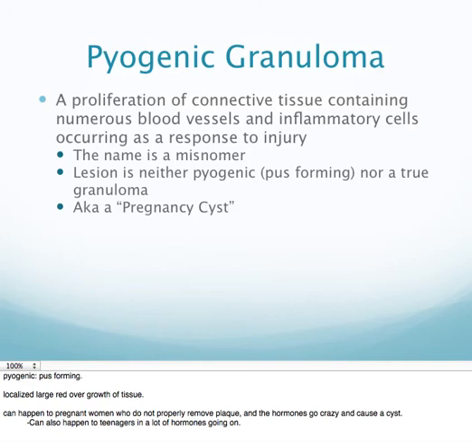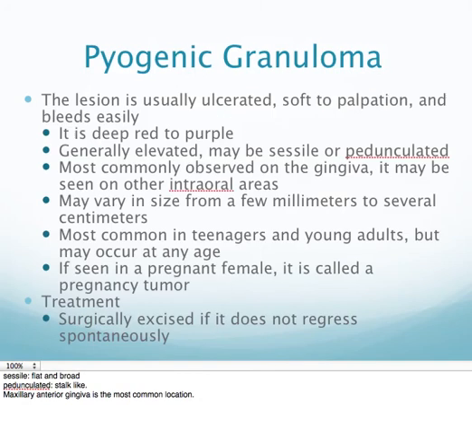It's a large, localized red area of overgrowth of tissue. It usually happens to pregnant women who do not properly remove plaque, and then the hormones go crazy and cause a lesion. But we also see it in teenagers who are also having an imbalance of hormones. The lesion is usually ulcerated, soft to touch, and bleeds easily. It can be deep red or purple, but either way it looks super inflamed. It's generally raised or elevated. It may be sessile, which is flat and broad, or pedunculated.